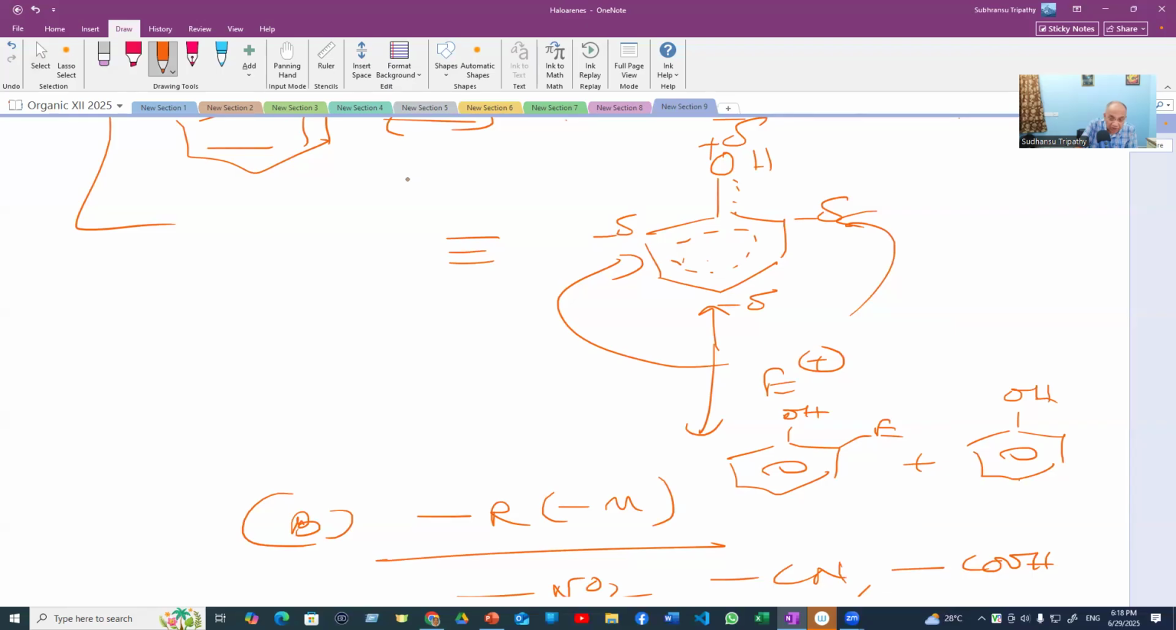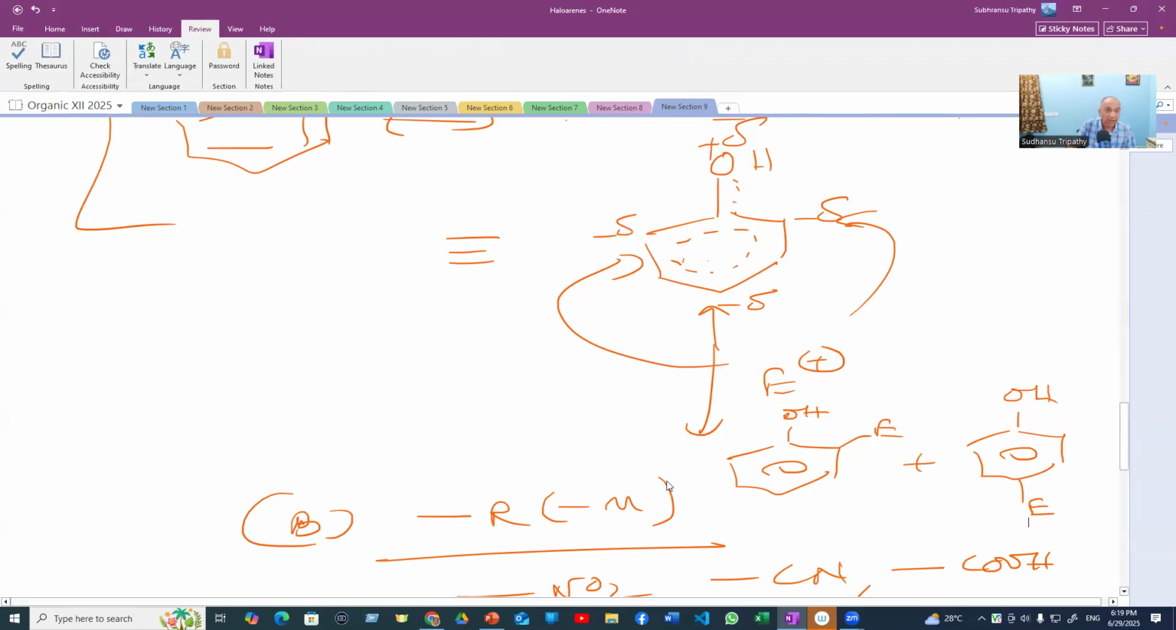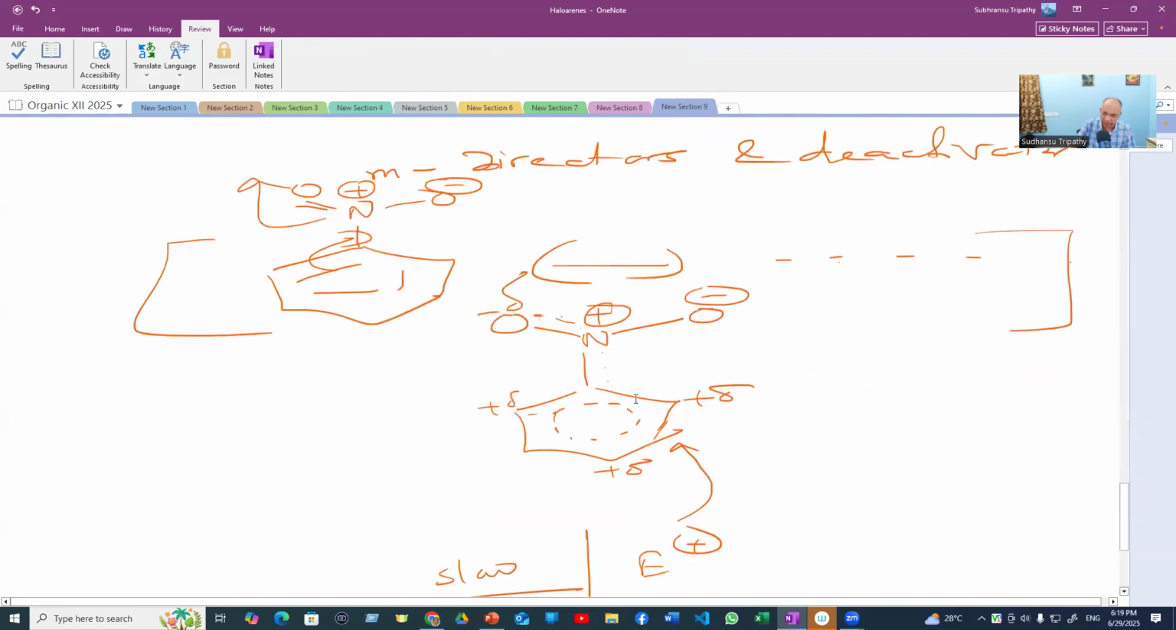You will be getting a mixture of ortho and para products. Which is dominant and which is minor will be decided by many factors like steric effect and intramolecular hydrogen bonding effect, which might make the ortho isomer more abundant. We'll not go into that.